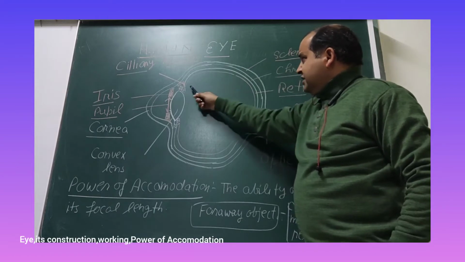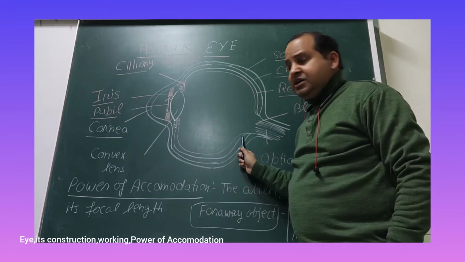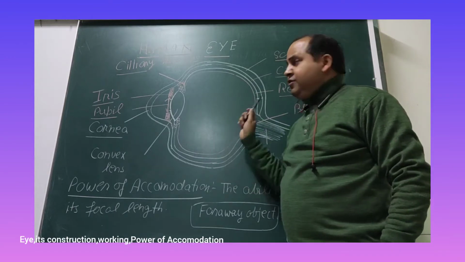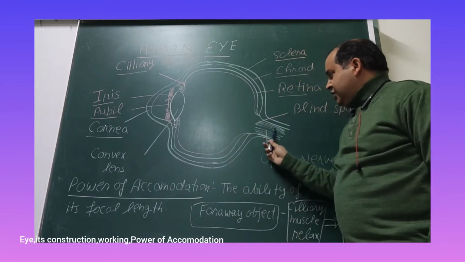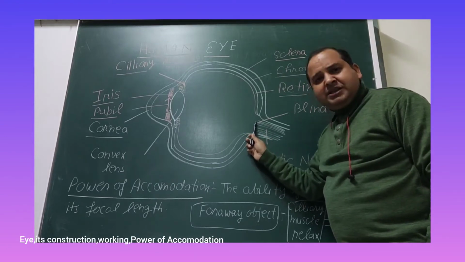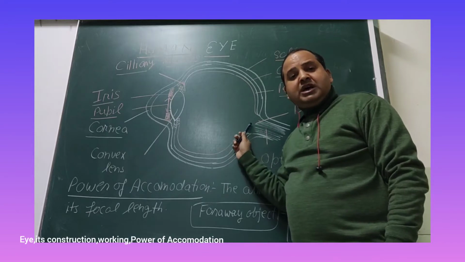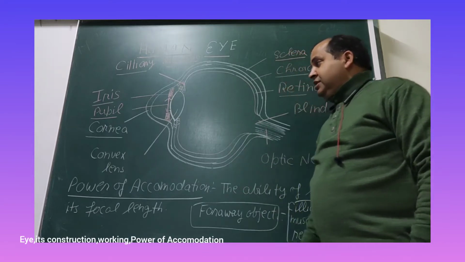Now this is the retina. This innermost layer acts like a screen. On this screen the image will be formed. And this is the optic nerve, and this point is called the blind spot, because on this spot image formation does not take place.